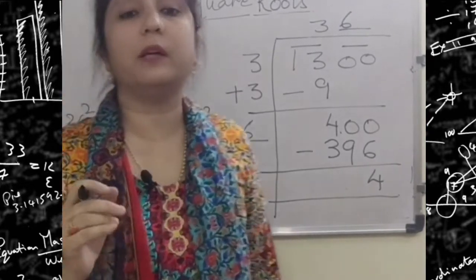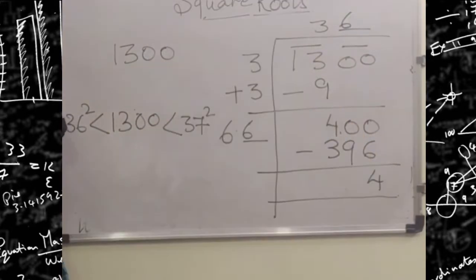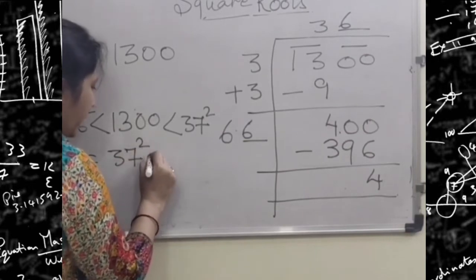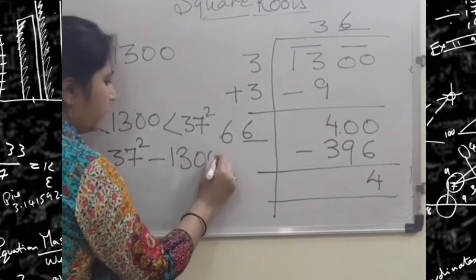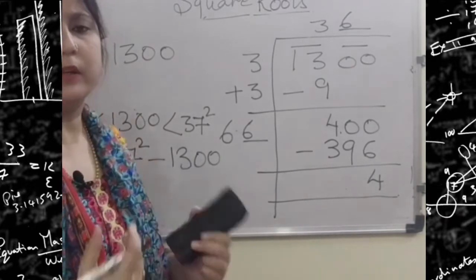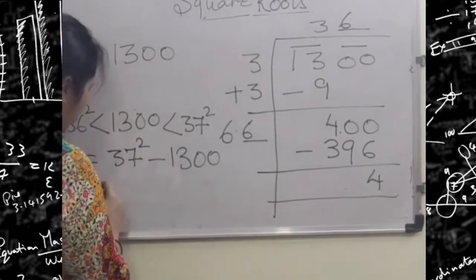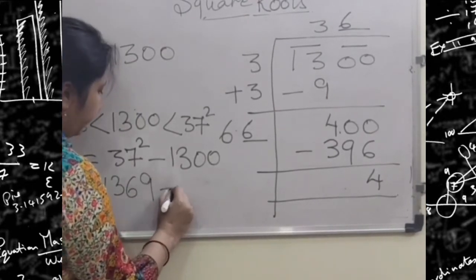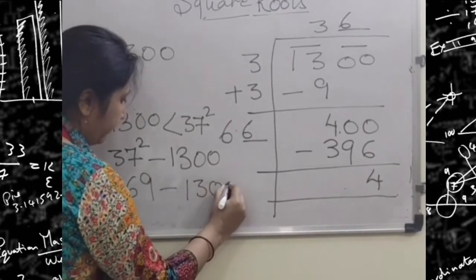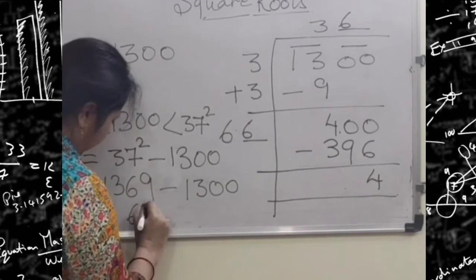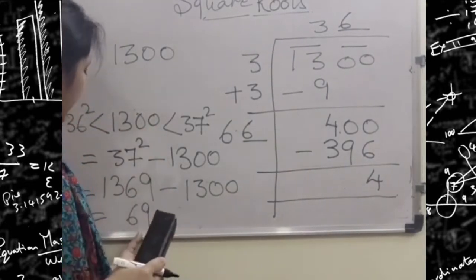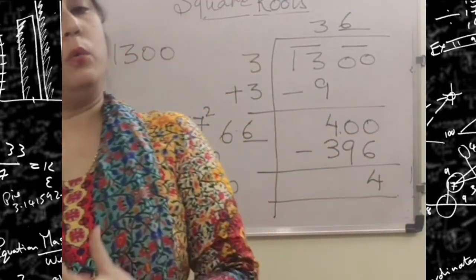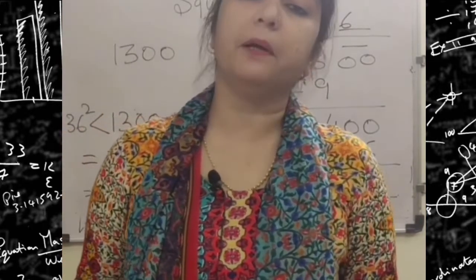Then what is the square of 37? Now in the next step we find 37 square and the number that we have. How much we are now lesser? We have 1300, we want a square of 37. 37 square is 1369 minus 1300. Answer is 69. So 69 is the least number which can be added to 1300 to make it a perfect square number.